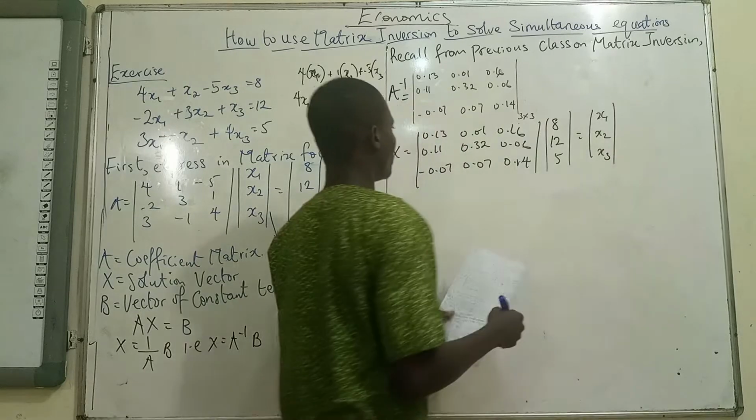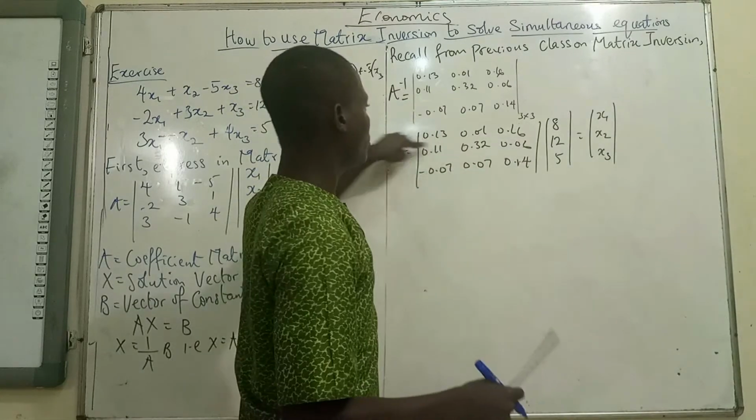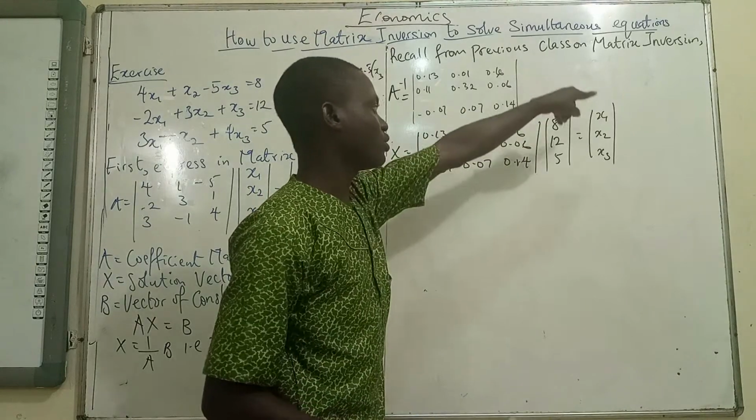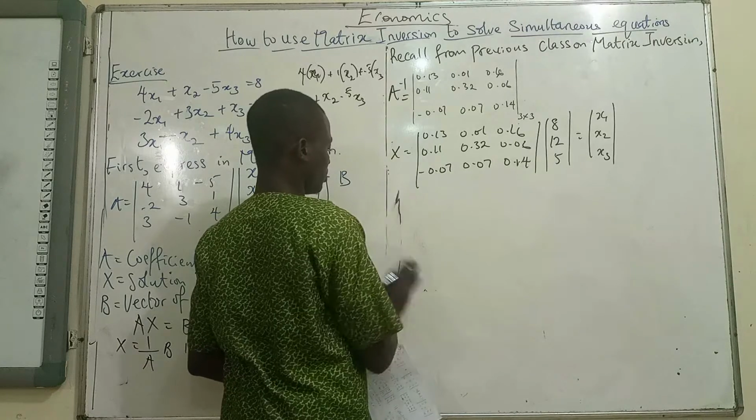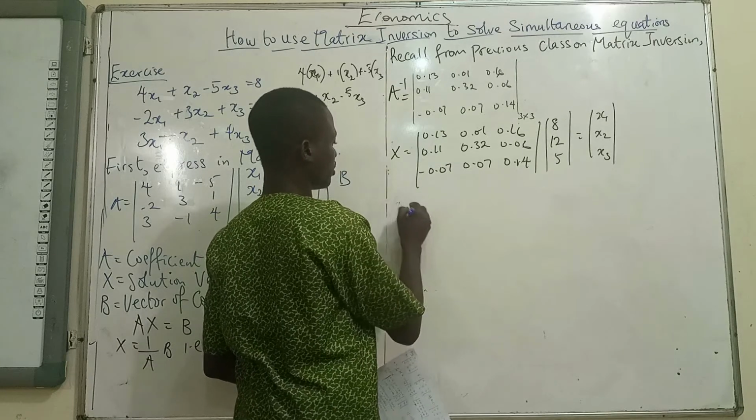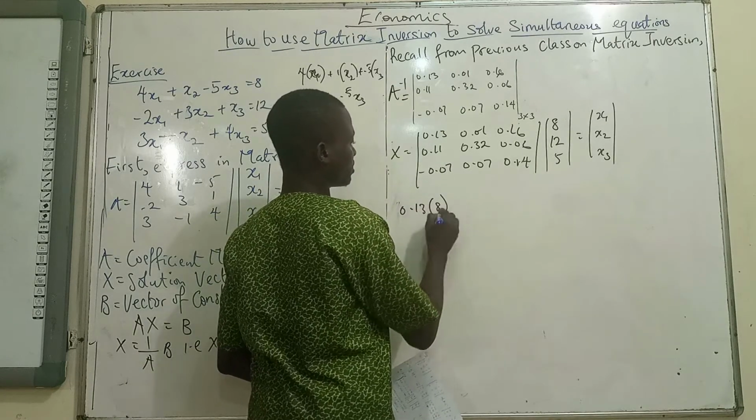So this row multiplied by this column will give you x1. So what do I mean? Let me put it in this way. So we have 0.13 multiplied by 8, right?